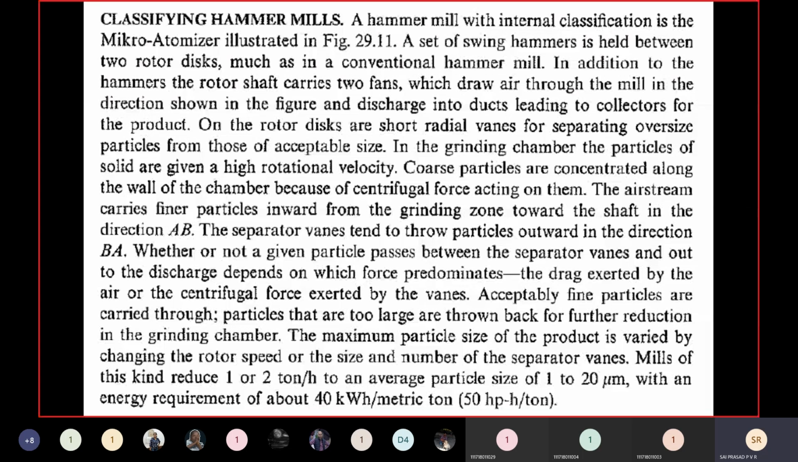This is also an important question from the examination point of view. With an energy requirement of about 40 kilowatts per metric ton. So directly he has given the value of P by m dot consumed, and m dot is 10 metric tons per hour, as given to us.